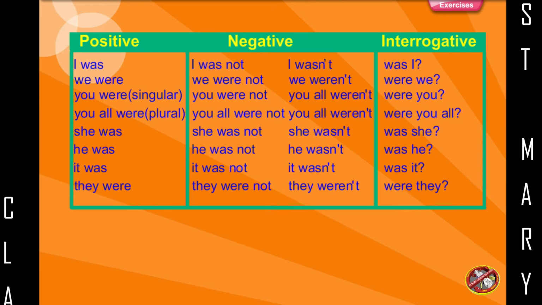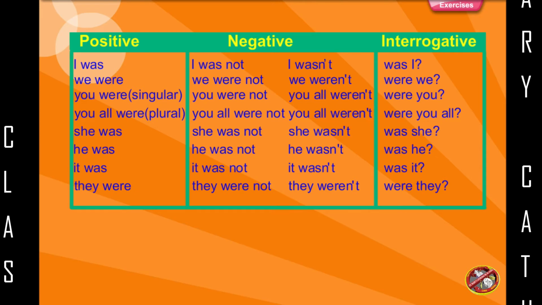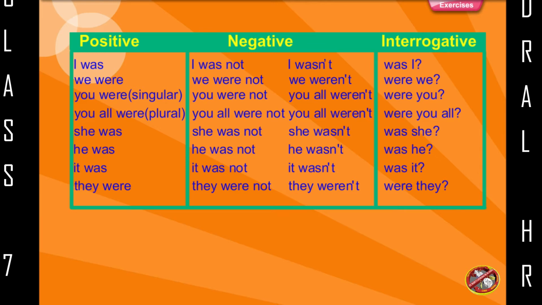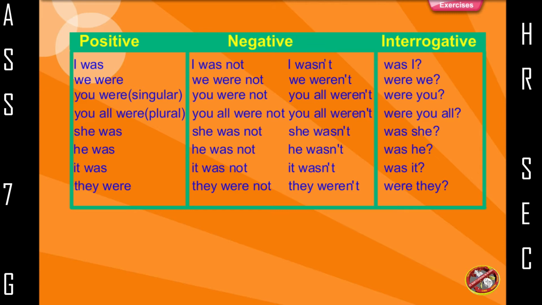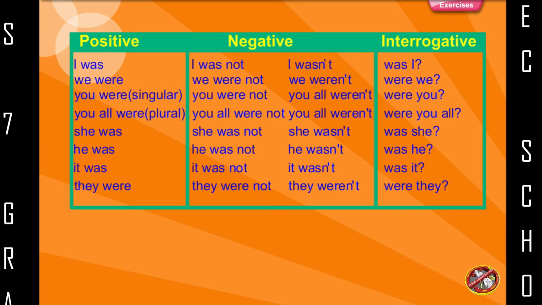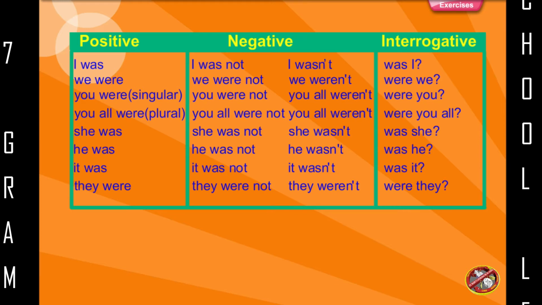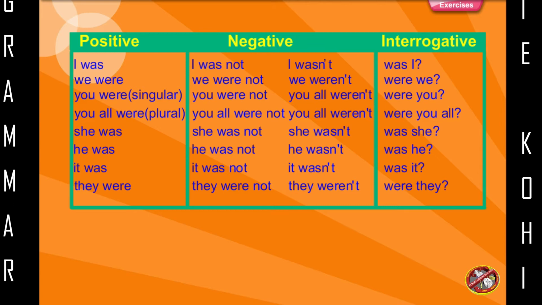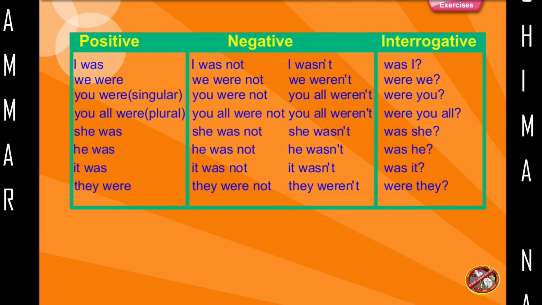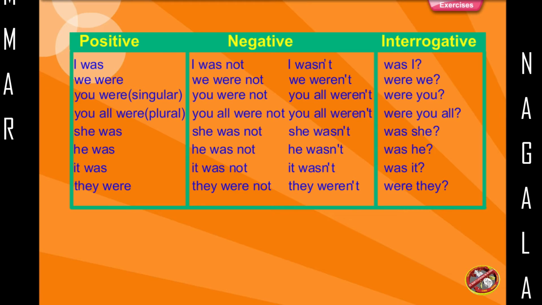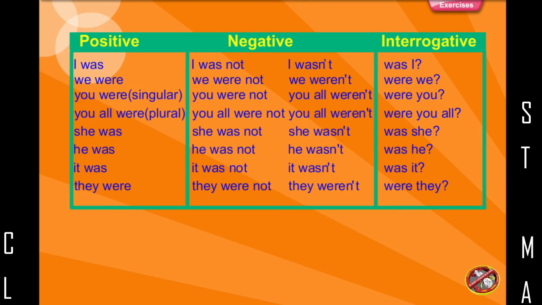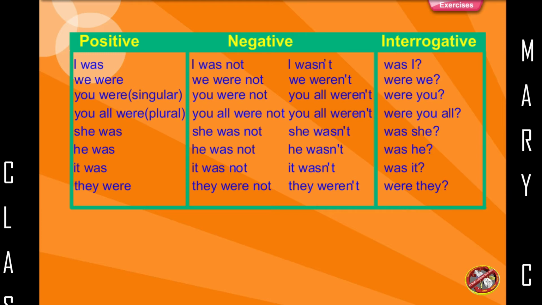I was, I was not, I wasn't, Was I? We were, we were not, we weren't, were we? You were, singular. You were not, you weren't, were you? You all were, plural. You all were not, you all weren't, were you all?